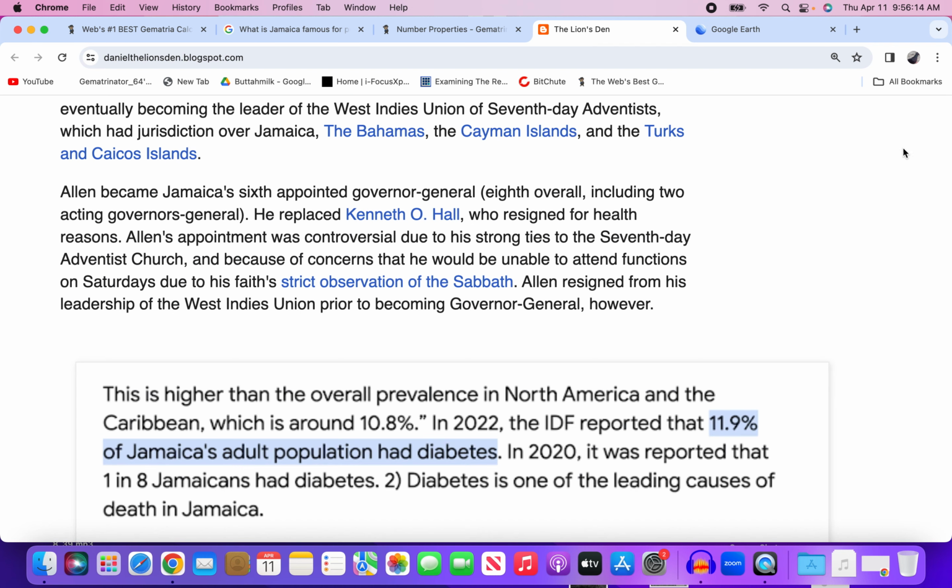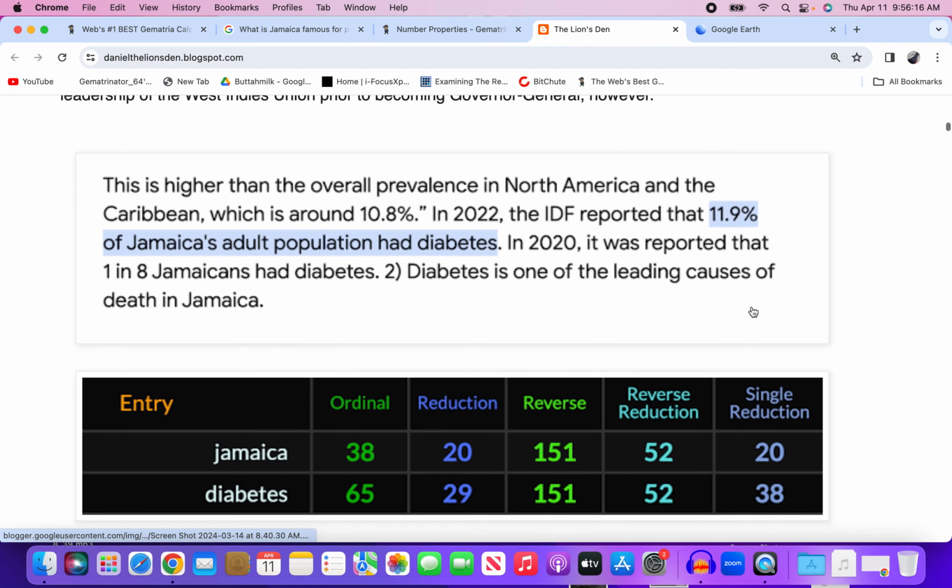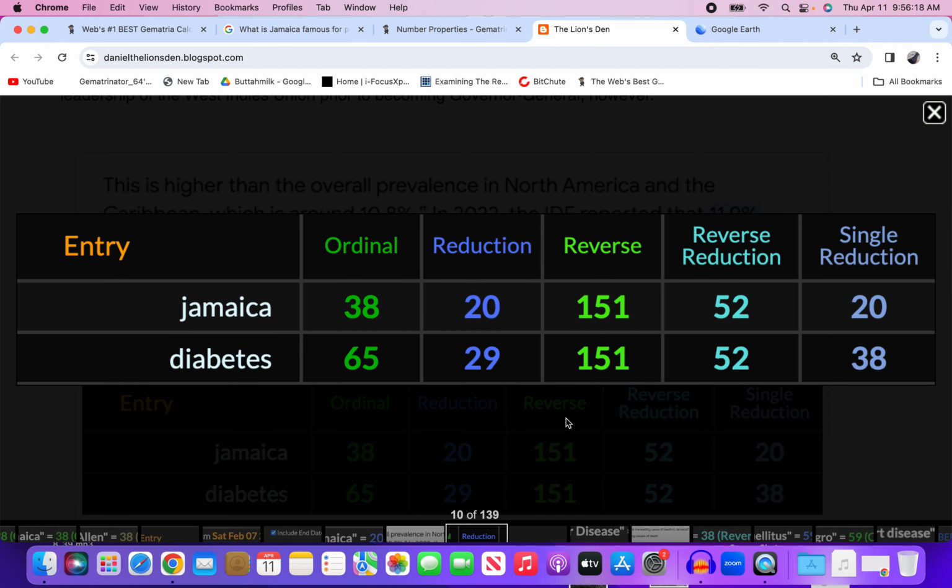So that's interesting because when you look at the numbers, Jamaica and diabetes are both 151 and 52, and diabetes is also 38 in that S exception cipher, and Jamaica 38. So very interesting coincidence there.